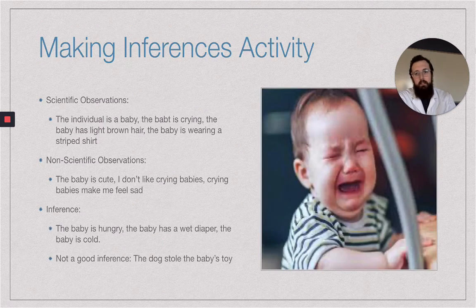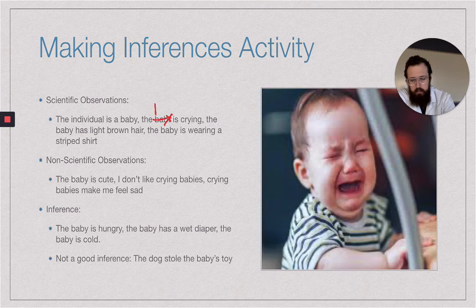So let's practice a little bit. If I'm making inferences, I can do it based on a picture. So I have this picture of a baby. So I can make scientific observations and say this individual is a baby. The baby is crying. And I made a spelling mistake. I don't know what happened there.